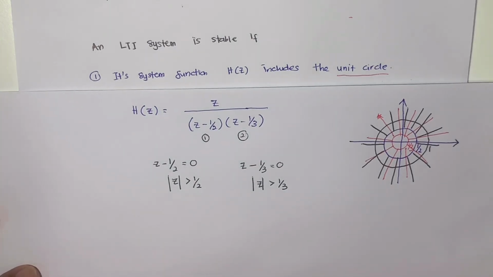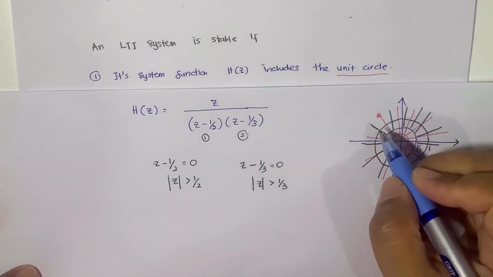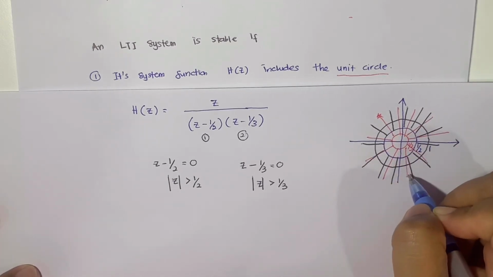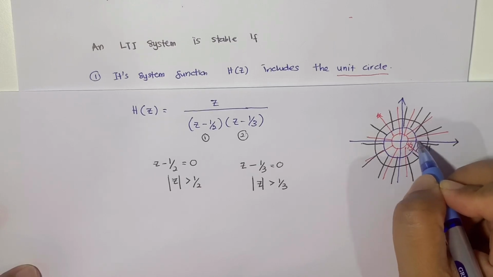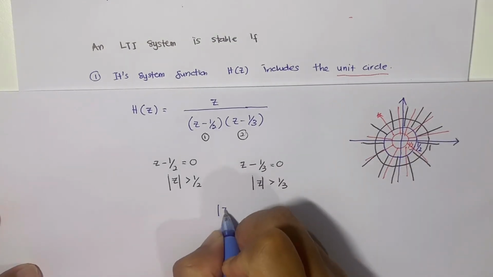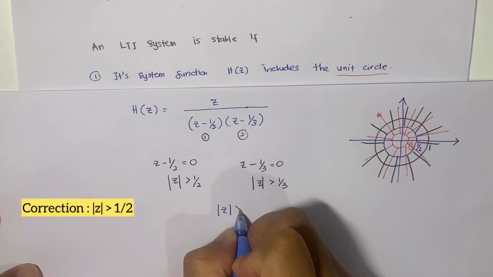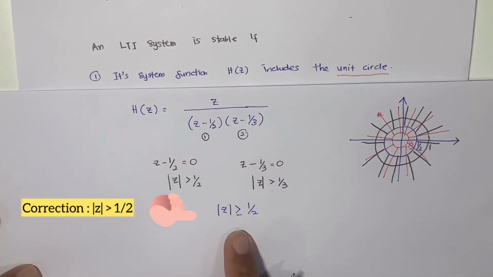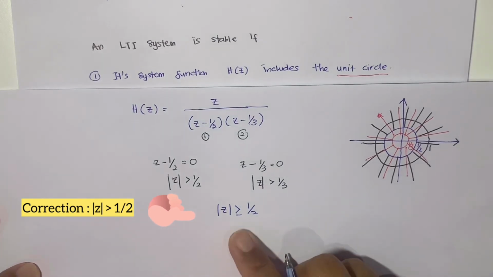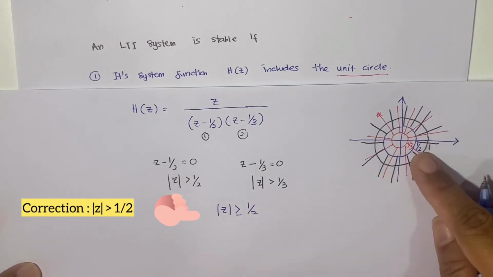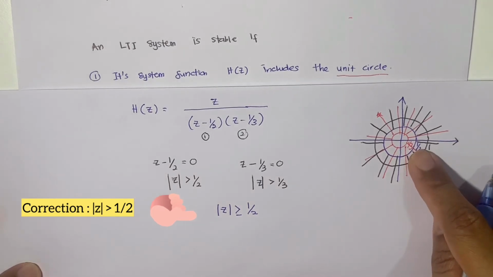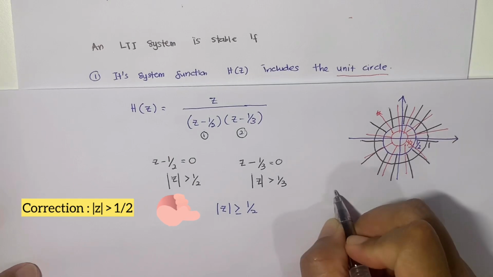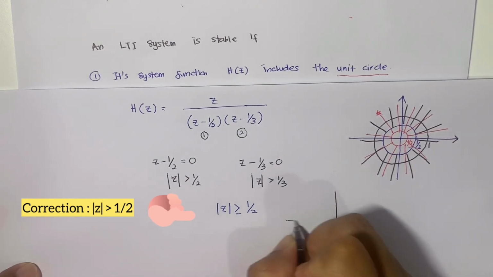So the common ROC, we consider it at the overlap part. Which one is at the overlap part? It is when Z is bigger than 1 over 2. The ROC is this one. Okay, I will draw it again so you can see it clearly.